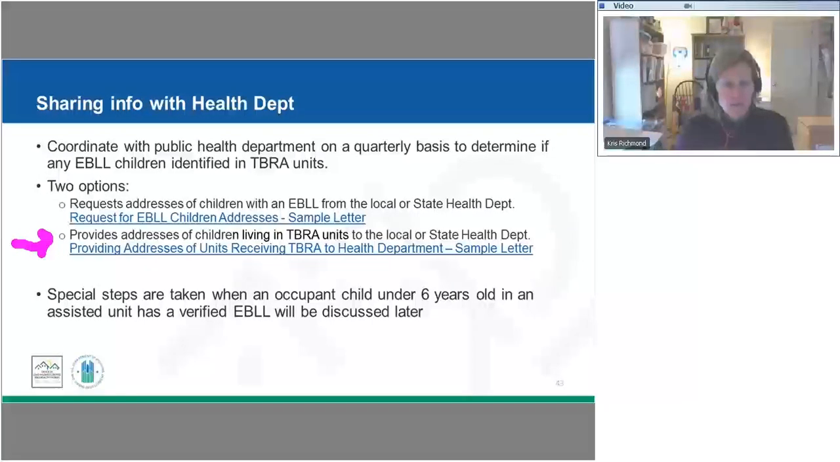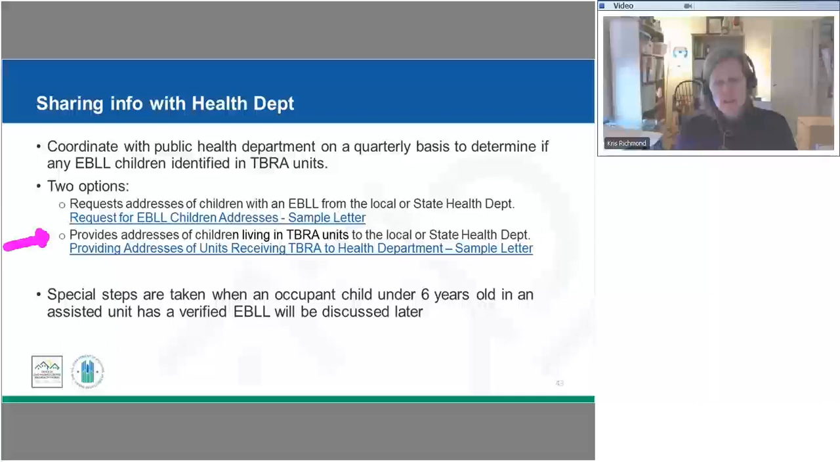The first option listed here, where you're requesting addresses of children from the health department, I think was a good idea when the rule came out, but with HIPAA laws and everything now, it's probably very unlikely that the health department will provide that information to you. So we're probably more successful using the second option.